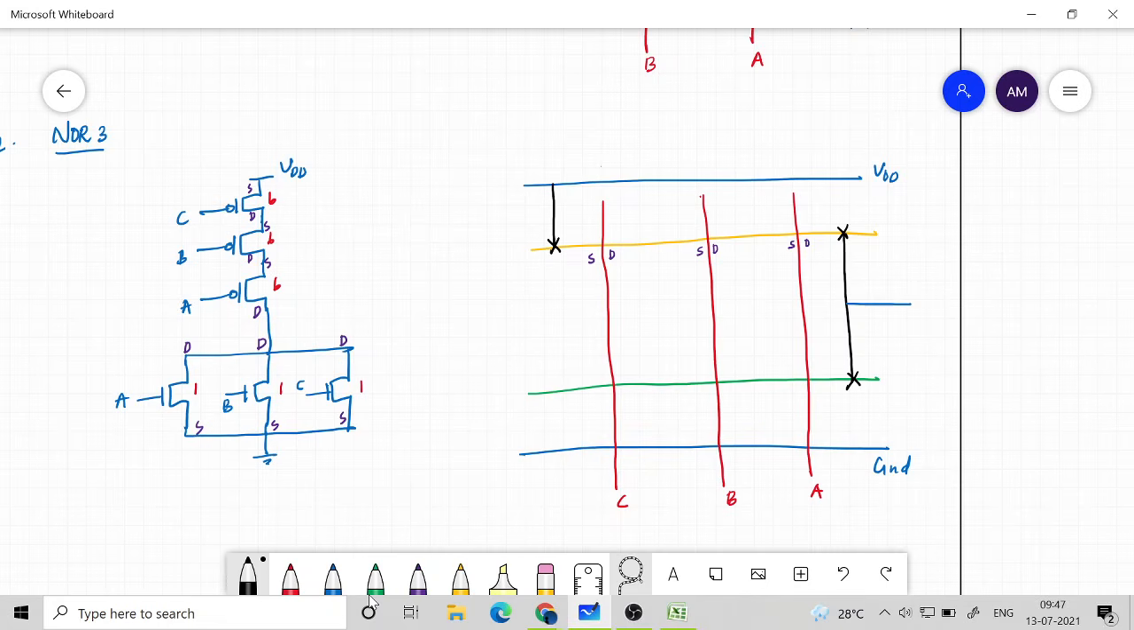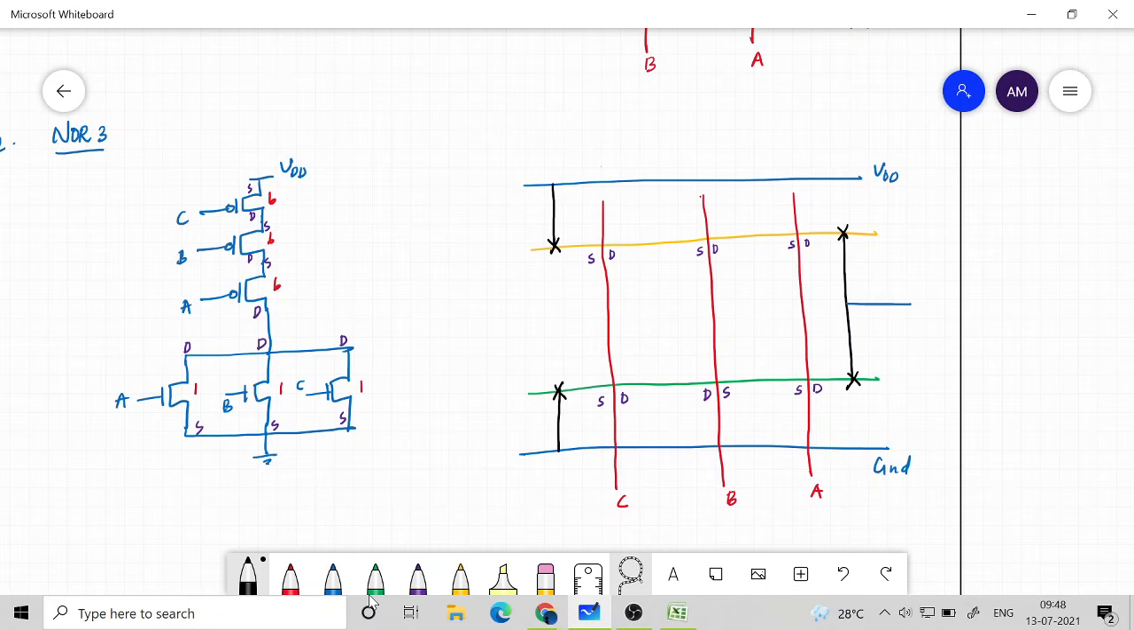Now coming to the NMOS side, what we have to do, so let's mark the drain and source. So this is drain, automatically this becomes source, then this has to be source and this has to be drain, because all the sources are connected and all the drains have to be connected. So whatever is sharing, they should have the same drain or source, and this should be source. Okay, so now this source has to be grounded.